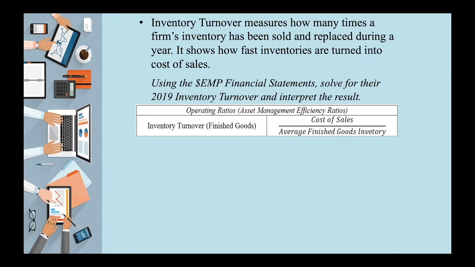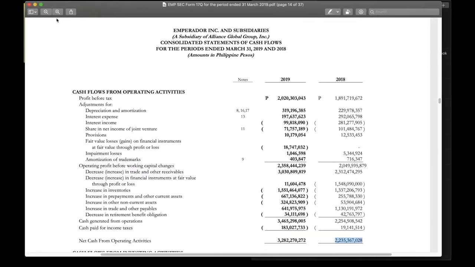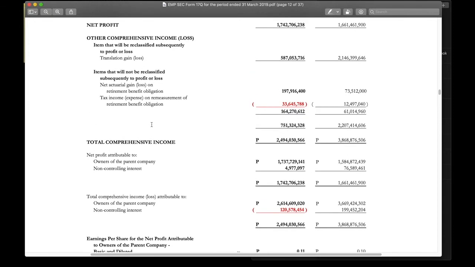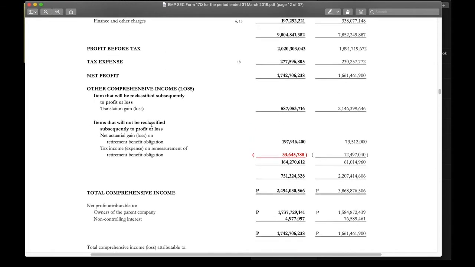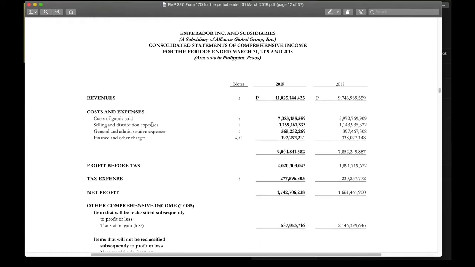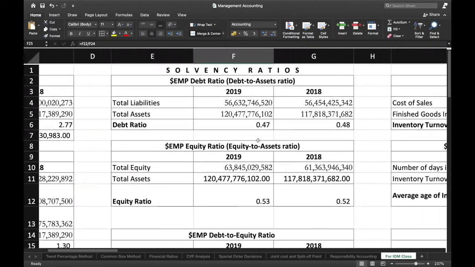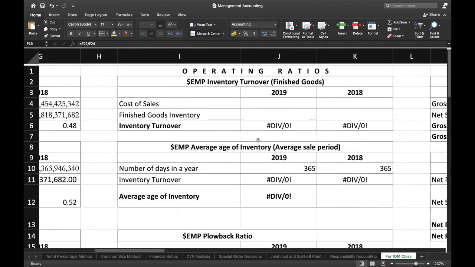So, let's go to our financial statements. Let's look for the cost of sales. So, more likely, itong cost of sales na to, check natin. Ito. Under siya ng consolidated statements of comprehensive income, or also known as the income statement. So, here we have the cost of goods sold na 7,083,155,559. So, let's copy this. Let's paste this sa ating next na ratios, which is the operating ratio.